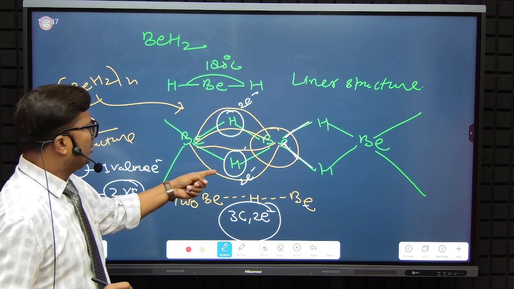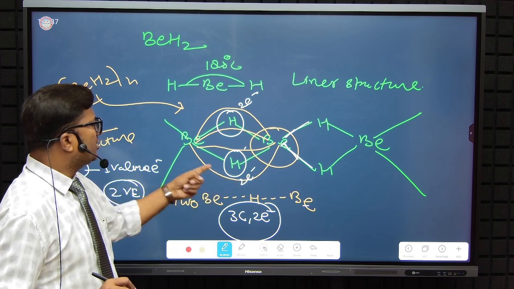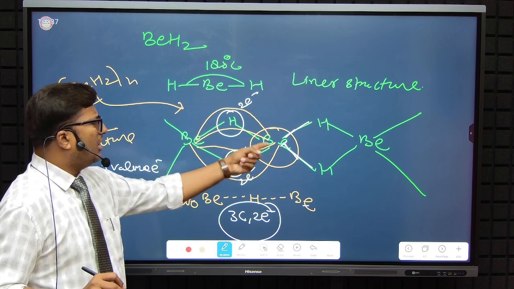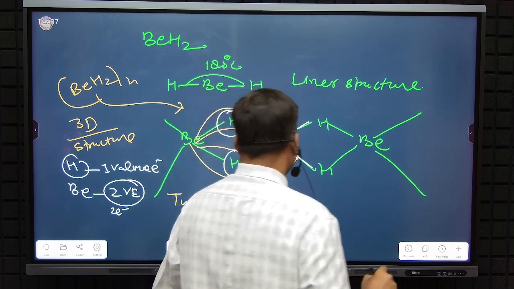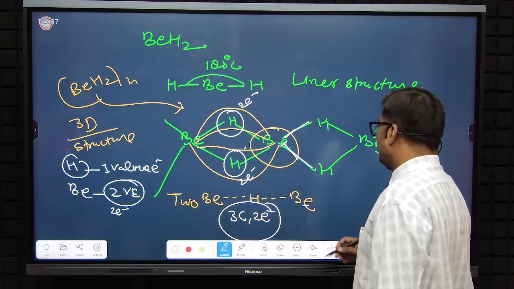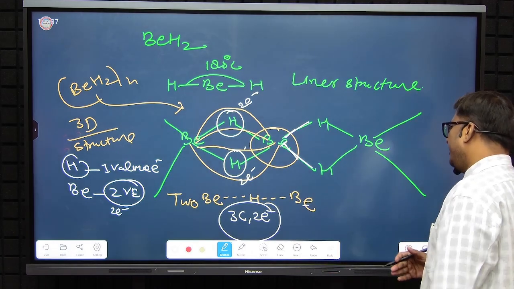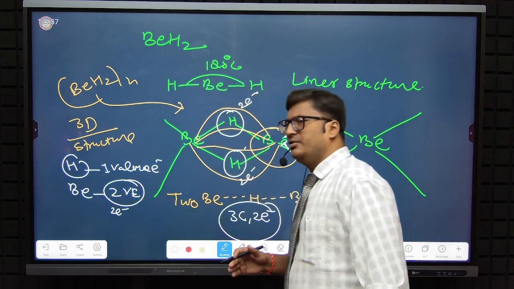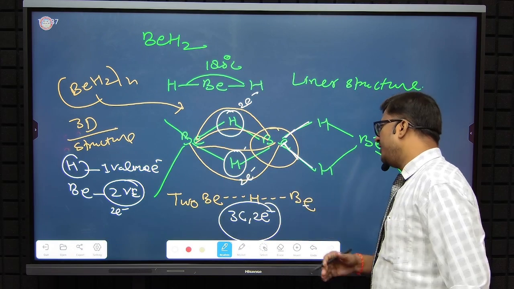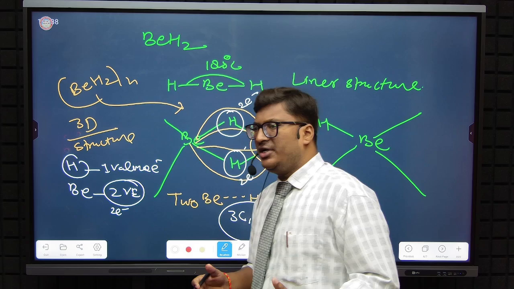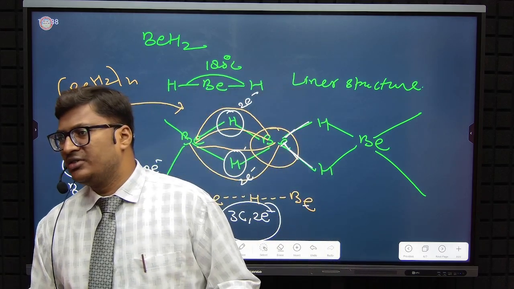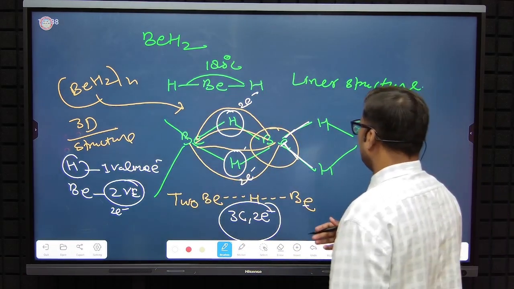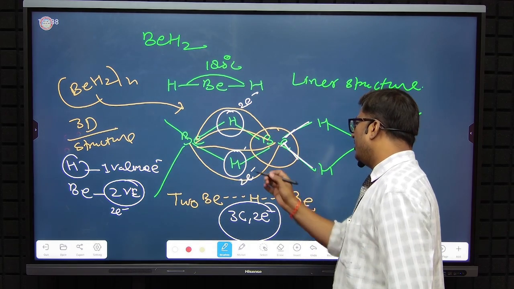Similarly, below the plane, these two electrons will stabilize beryllium, hydrogen, and beryllium, all these centers. So they are actually coming because of the electron deficiency and because of the availability of the vacant orbitals in the valence shell. Once the vacant orbitals overlap with similar compounds to form a cluster, the structure looks like that.